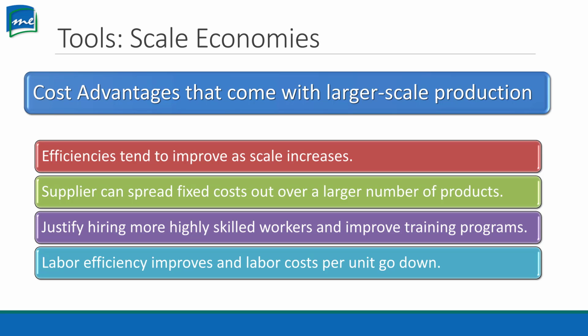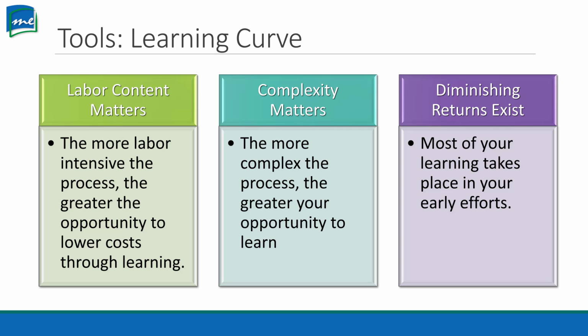Suppliers can spread fixed costs over a large number of products, which justifies hiring more highly skilled workers and improved training programs. And labor efficiency improves and cost of labor goes down per unit. All of these are benefits of having larger scale production. So let's dive into the learning curve.